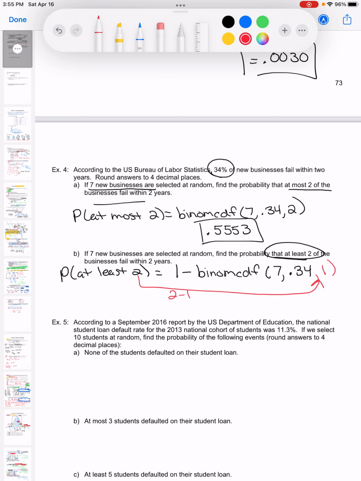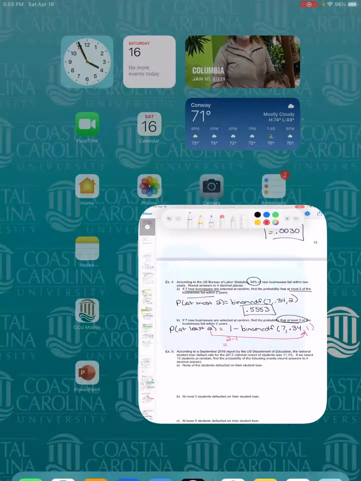Another tricky part is typing it in. If you have the smaller calculator, you can't do the whole thing at once. You have to get an answer for the binomial CDF, then do 1 minus your answer. So get the decimal, then type in 1 minus your decimal. If you have the larger calculator, you can type it in all at once. But you do want to practice this. And we type this one in.